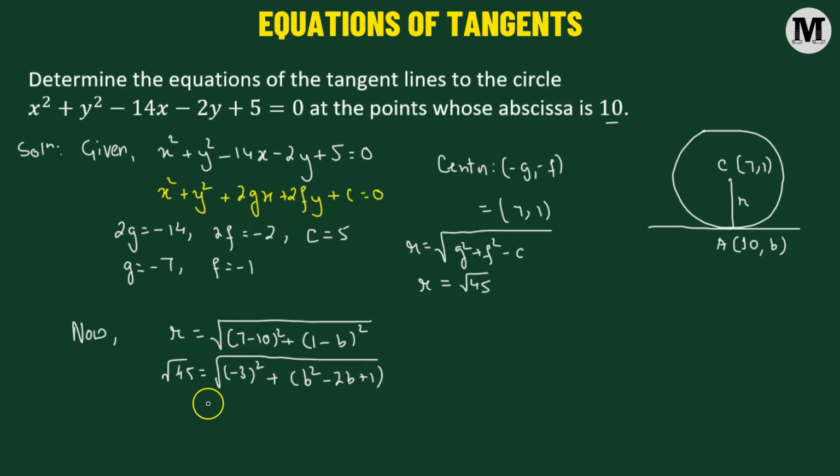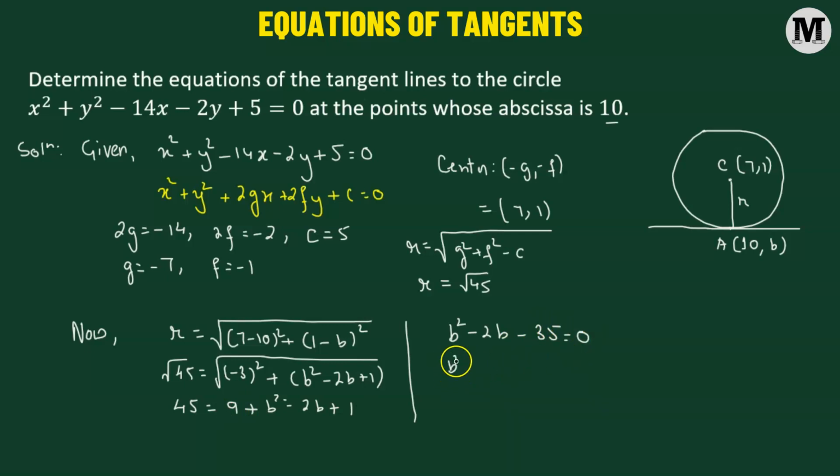Okay, now we're going to square both sides, and that's going to give us 45 equals 9 plus b squared minus 2b plus 1. So when we rearrange the terms, we're going to get b squared minus 2b. So 45 minus 10, that will be 35. So we're going to take negative 35. So that will be equal to 0.